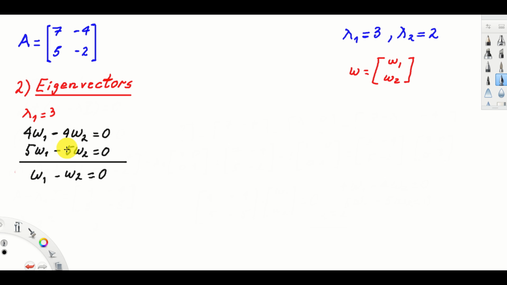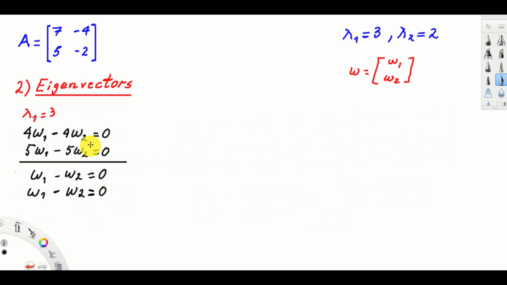On the other hand, if we divide the second equation by 5, we will obtain that w1 minus w2 is equal to 0. So it looks like these two equations are equivalent to each other. That is, they're linearly dependent. Or better to say, these two equations are linearly dependent.